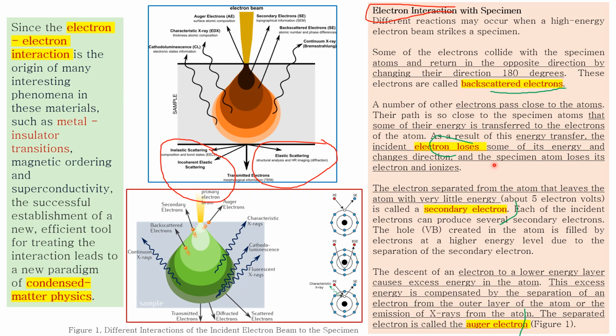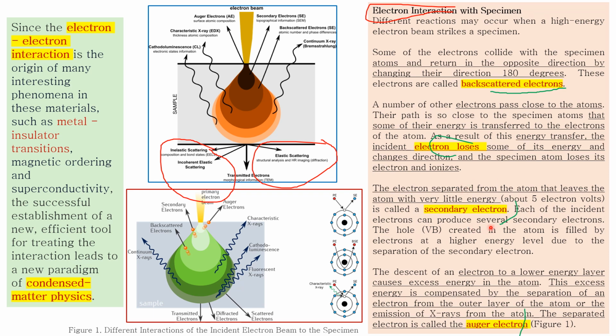Electron loss means electrons pass close to an atom. When an electron passes close to an atom, some of the energy is transferred to the electron of the atom. So the electron comes close to the atom, and during that time the energy is transferred. The energy transferred, that incident, is called electron loss. Right. What does secondary mean?